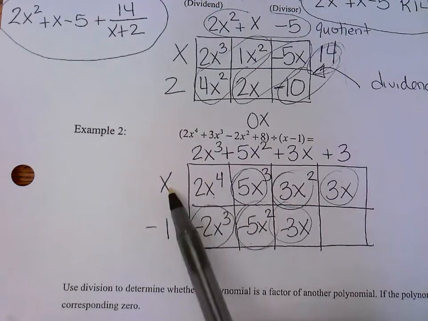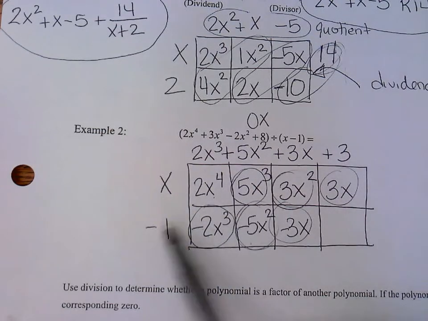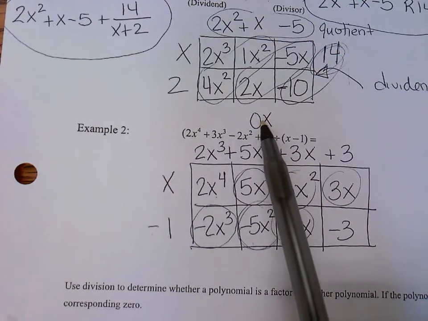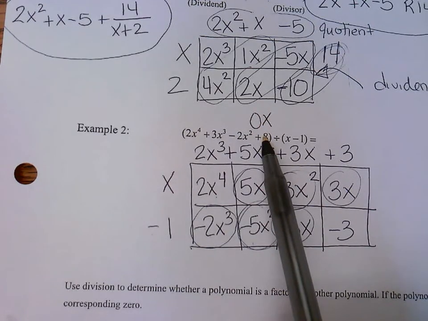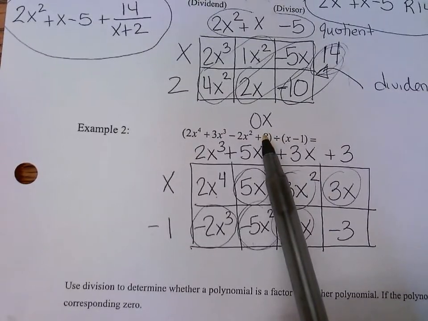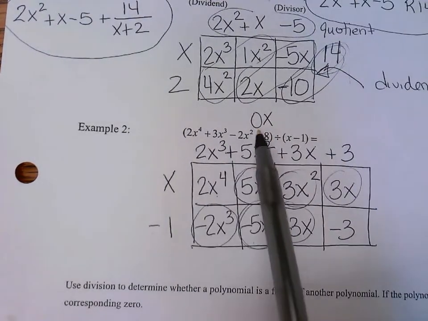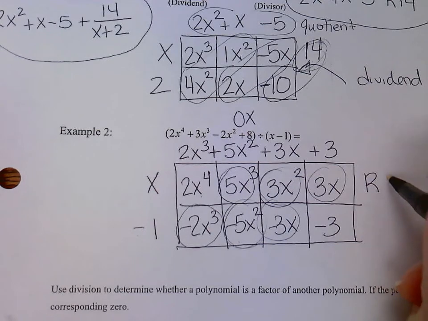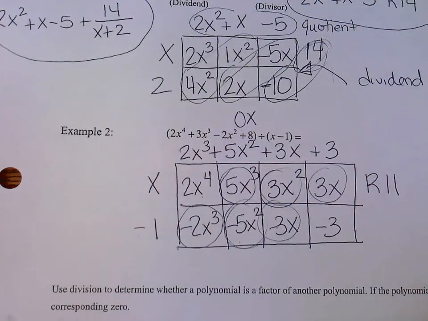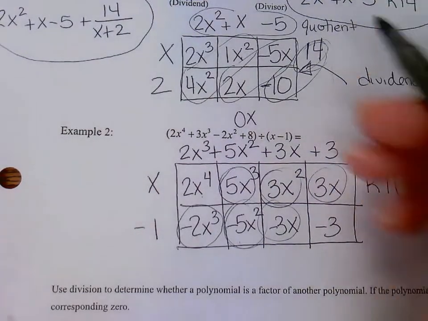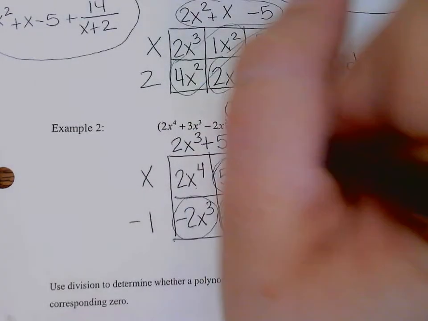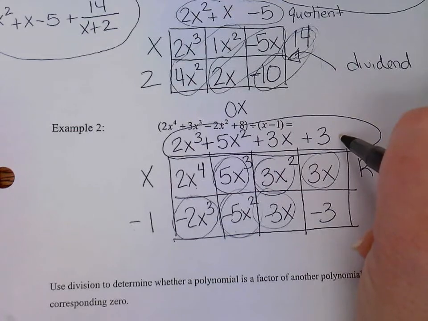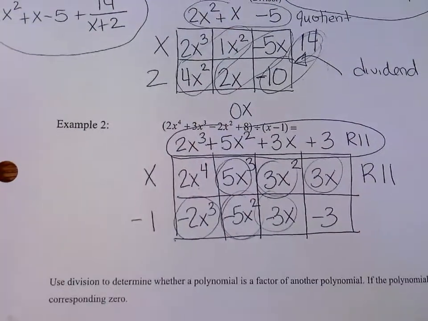3 times x is 3x. 3 times -1 is -3. If this -3 had just matched what I had in my dividend, there would be no remainder. But -3, I need to get to positive 8. So I'd have to have what? A remainder of 11. So my quotient is this whole thing: 2x cubed plus 5x squared plus 3x plus 3 with a remainder of 11.